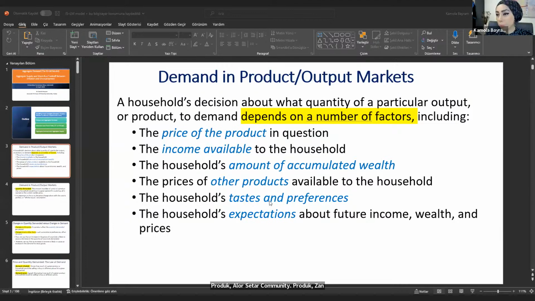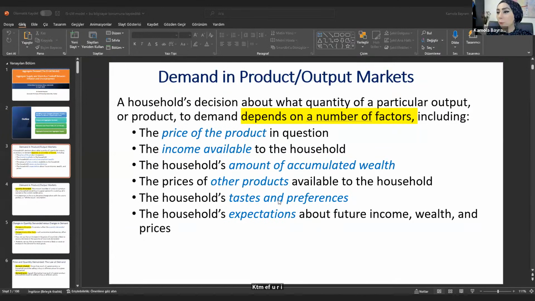Then number 5, the household's tastes and preferences. Now, this one is very important, right? When you are choosing between having your dinner at KFC or McDonald's, taste and preferences play a big role. If you are a person who is not eating beef, for example, you will definitely go for KFC. But if your taste goes for the Big Mac, hamburgers with beef, then of course you will go to McDonald's. And this is true in many things.